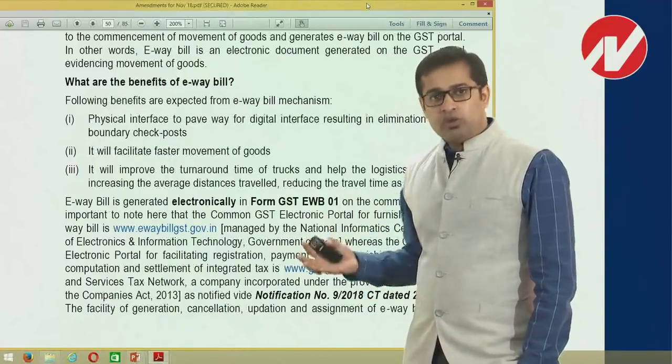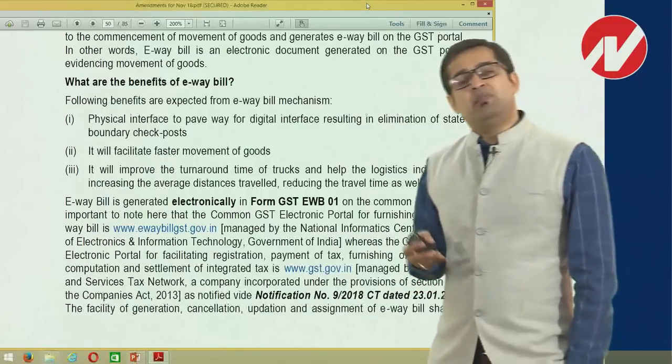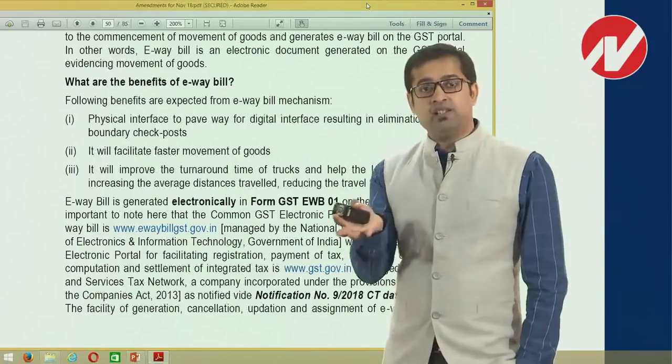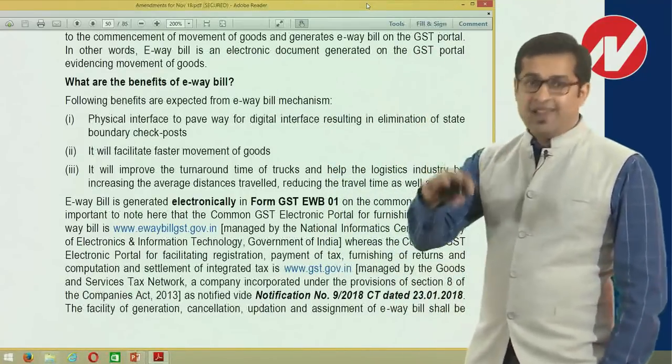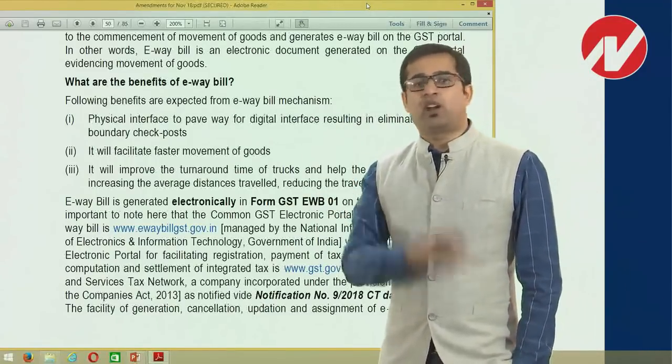Basically, there are two parts of this form. That is Part A and Part B. In Part A, we basically talk about the details of the consignor, details of the consignee, even goods details, its value and all those things. And in Part B, basically, there are details of transporters.